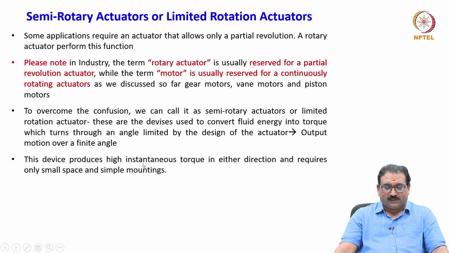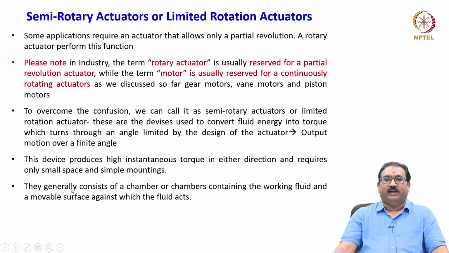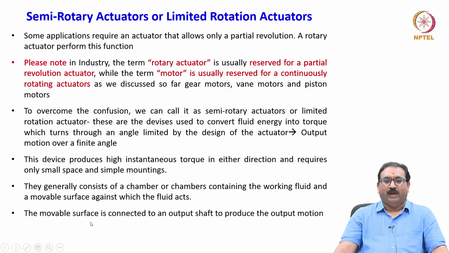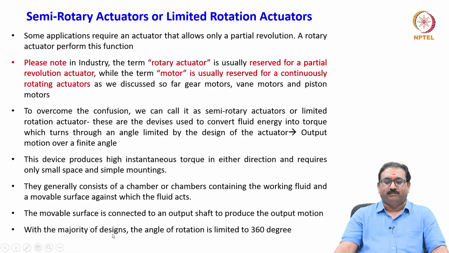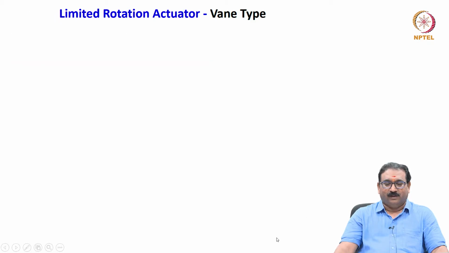This device produces a high instantaneous torque in either direction and requires only a small space and simple mounting. They generally consist of a chamber or chambers containing the working fluid and a movable surface against which the fluid acts. The movable surface is connected to the output shaft to produce the output motion. With a majority of designs, the angle of rotation is limited to less than 360 degrees. Let us now see the limited rotation motor, the vane type.